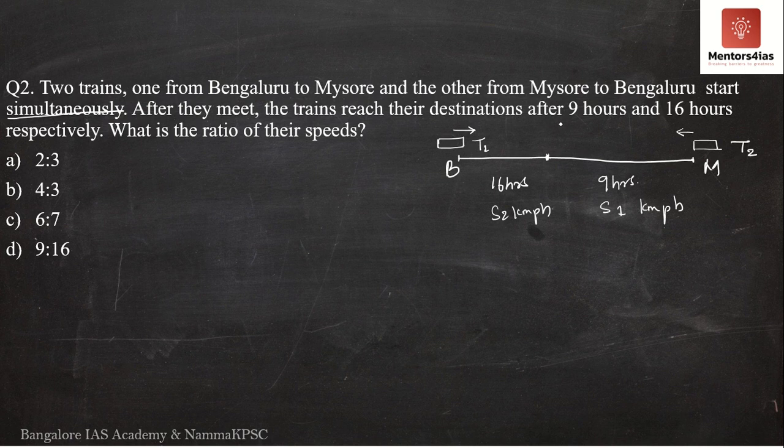Now, let me assume that the total distance between Bangalore and Mysore is D. Let the meeting point be O. From the meeting point to Mysore, let the distance be D1. Let the distance from Bangalore to the meeting point be D2.